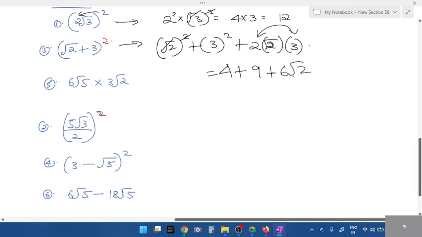One more thing, you can't add 6 root 2 with others. Only 4 and 9. You can add 4 plus 9. 4 plus 9, 13 plus 6 root 2. Is it correct? Okay, Alia, right? Got it right? Check this, students. If it is wrong, this is how you are supposed to solve.